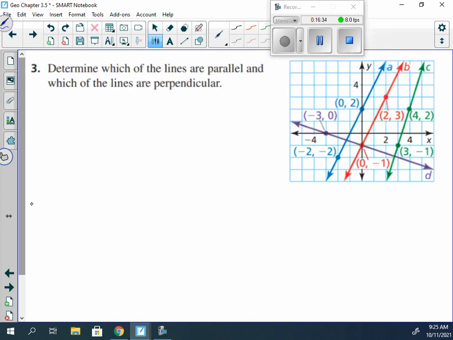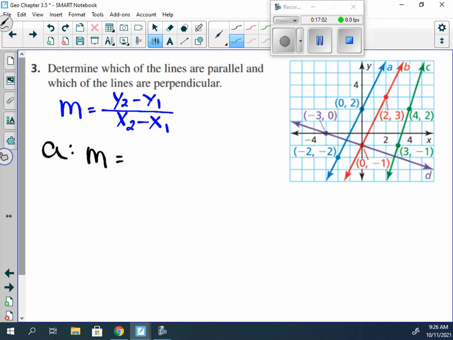Let's look at the next one. Number 3, determine which lines are parallel and which ones are perpendicular. So we have 4 equations again. And just a reminder, the equation for slope is our y2 minus y1 over x2 minus x1. We can go alphabetically this time and start with line A.